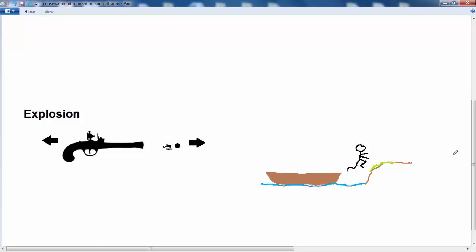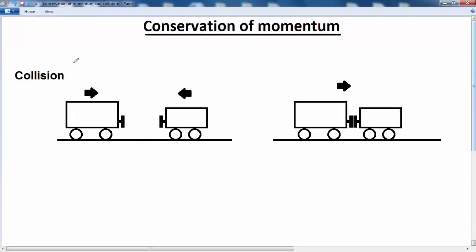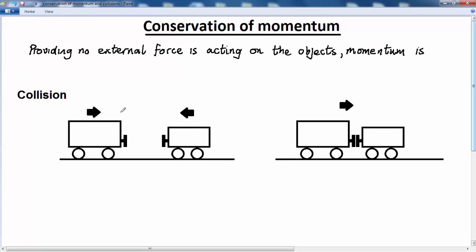Okay, the momentum is always conserved. So let's just state that law here: momentum is conserved in collisions and explosions. So those are the two types of dynamic situations that you might come across in your GCSE, IGCSE exam questions. Okay, let's look at the collision here for a start.